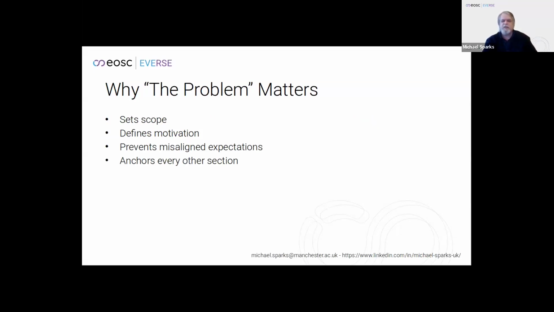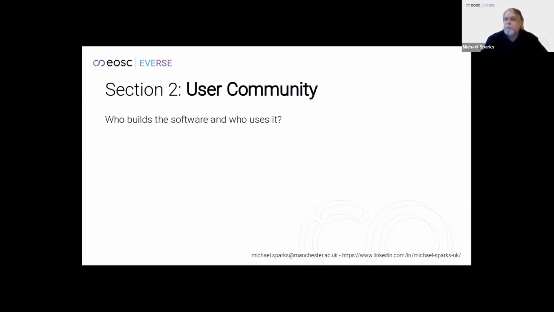And the problem matters because it helps define the project. It defines your scope, it sets expectations, and without that clear statement of the problem, it can be very difficult for collaborators or contributors to understand just what the software is trying to solve and what it's not trying to solve. And the research software begins here because that's where pretty much every single decision point flows from.